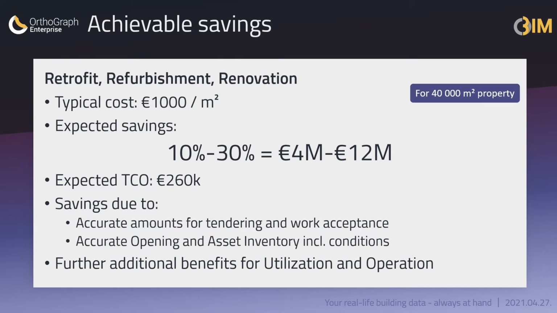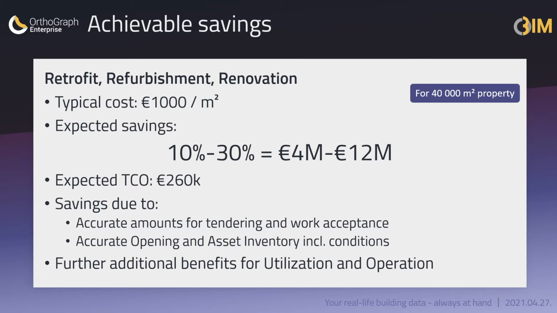For a 40,000 square meter property, where the typical cost of renovation is somewhere in the range of 1,000 euro per square meter, the expected savings can be between 4 to 12 million euros. This reasonable amount of saving can be achieved by simply using OrthoGraph's native outputs and the properly surveyed and inventoried building. How do we achieve these great numbers?